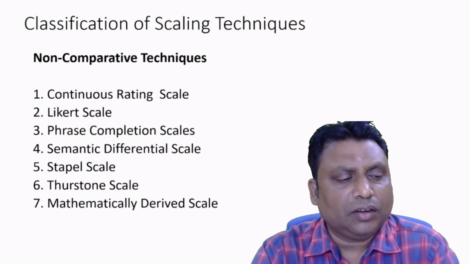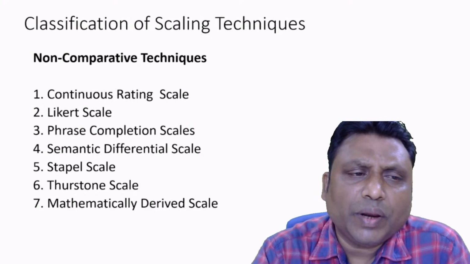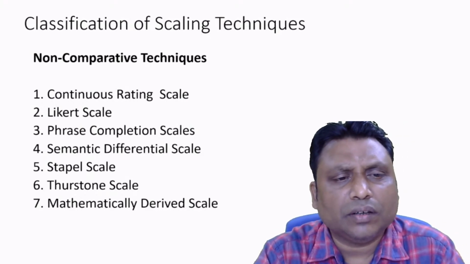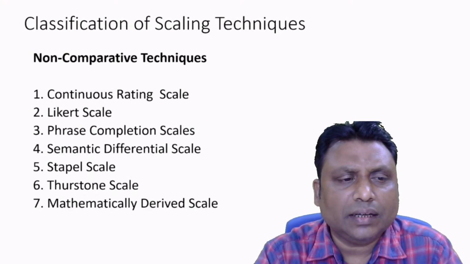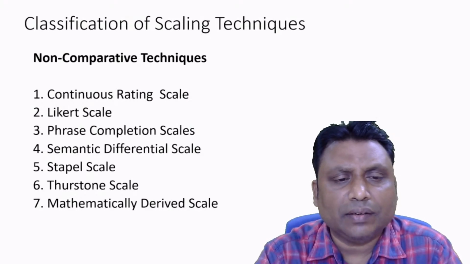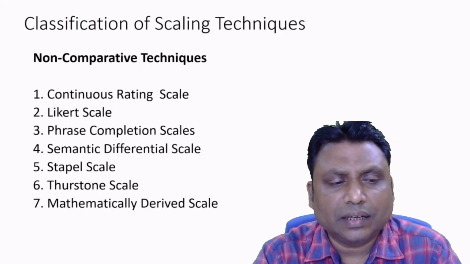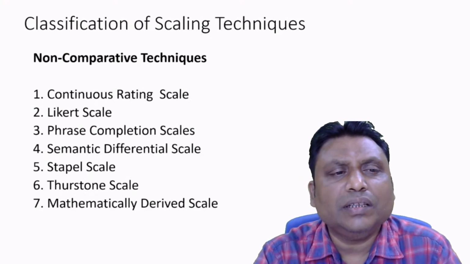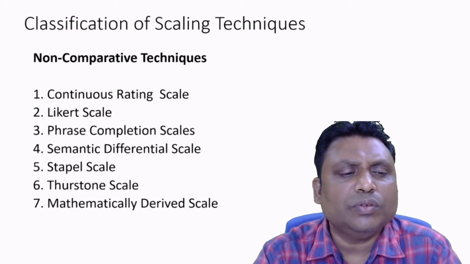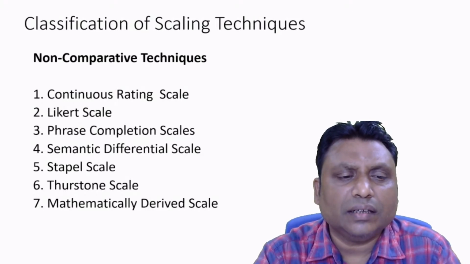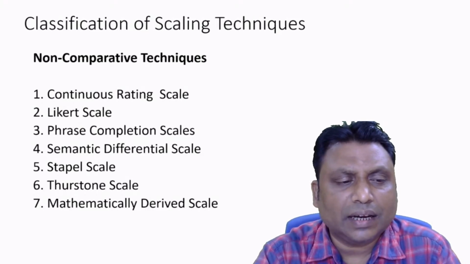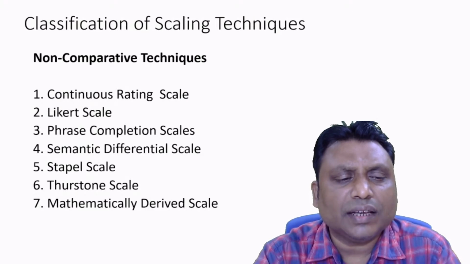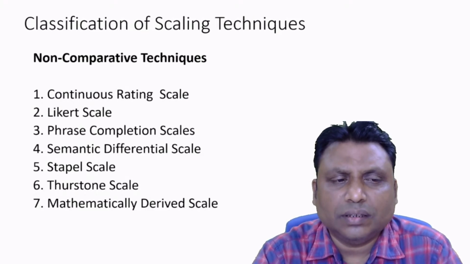Second one is non-comparative techniques. In non-comparative techniques, what happens? We have the continuous rating scale, the Likert scale, the phase completion scale, the semantic differential scale, the Staple scale, the Thurstone scale, and the mathematically derived scale. In this non-comparative technique, generally you use the Likert scale, the semantic differential scale and the Staple scale. Other techniques we generally do not use at this level.